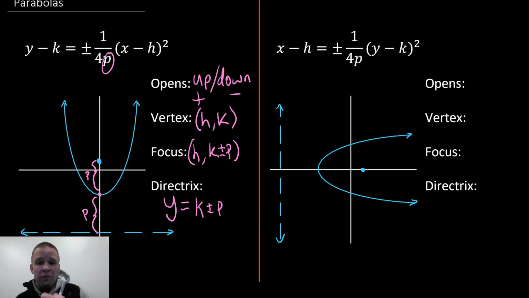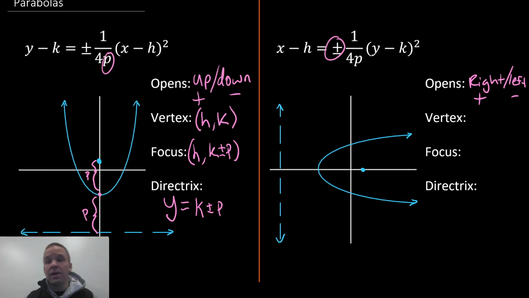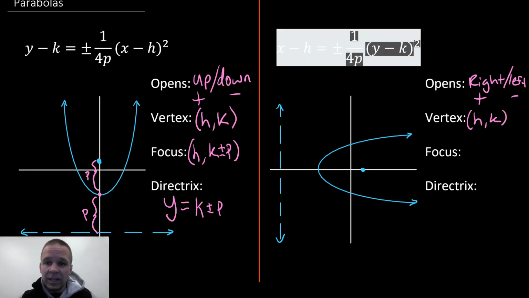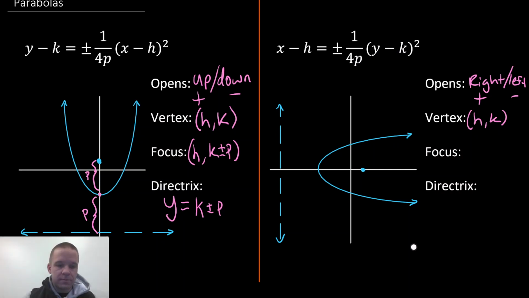So let's take a look over at the opening left and right version, okay? So here we're opening either left or right. I'll go right or left, actually. We'll go right or left, because that way I have my positive again associated with the right, negative associated with the left, just like we had over here. Okay, now my vertex, once again, is the same as just h comma k. How wonderful that we have that consistency, right? But now my focus, it's going to be a little bit different here, okay?